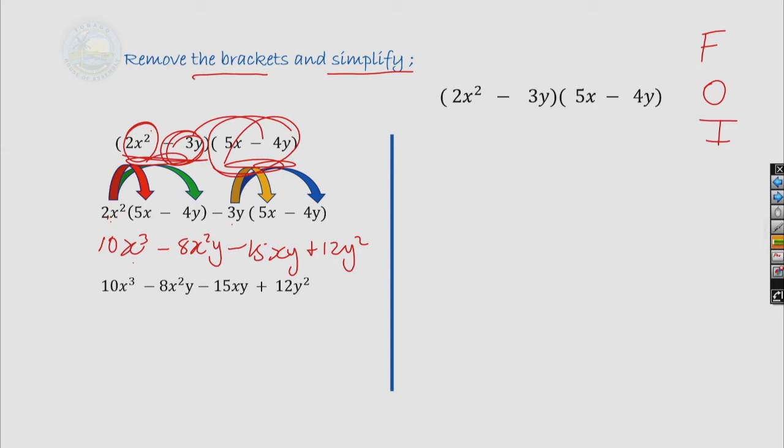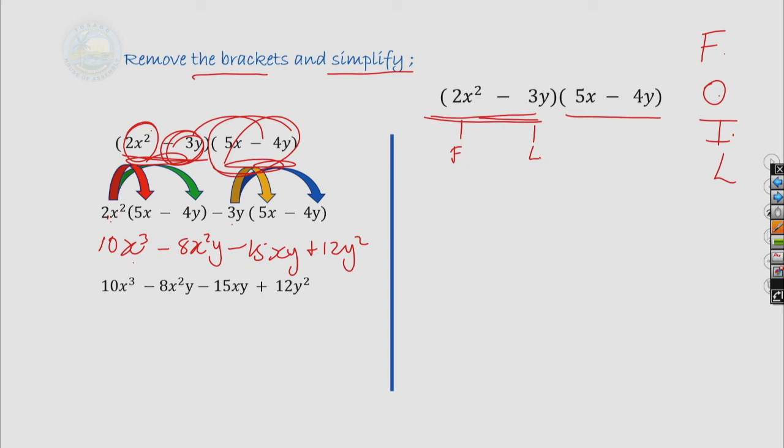FOIL rule, for oil. It is first by first for the F, outer by outer for the O, inner by inner for the I, and last by last for the L. So here again, how do we know who is first and who is last, who is outer and who is inner? Use the bracket separately. Using the bracket separately, the first one is going to be the first item in this bracket, so that is first. This one is going to be the last in this bracket, so that is last. In this bracket separately. So first and last, we separate the brackets individually.